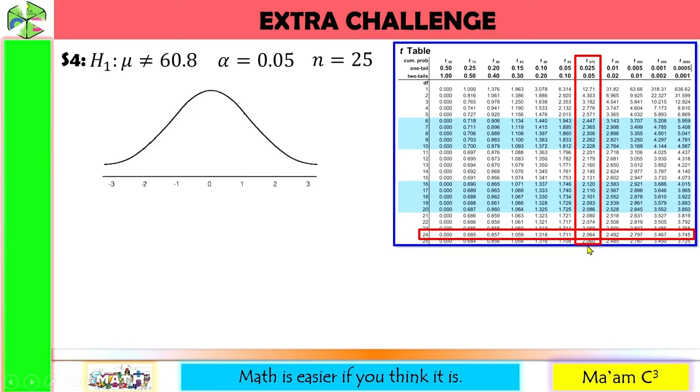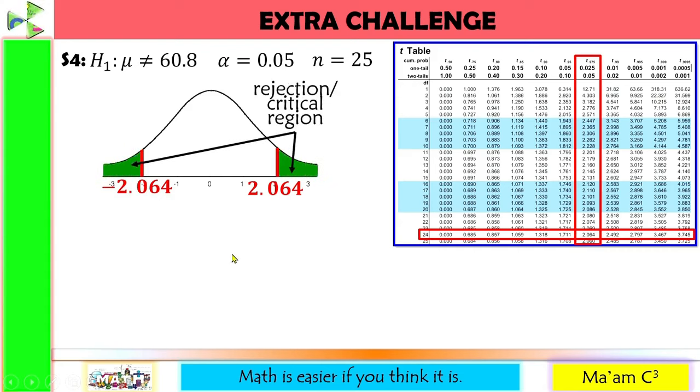Sketch the curve. Locate our critical value. It is somewhere here, 2.064. This is two-tailed, so we're going to do the same thing on the left tail. Just after negative 2, we have negative 2.064. Shade the tails of the curve, and these are our regions of rejection.